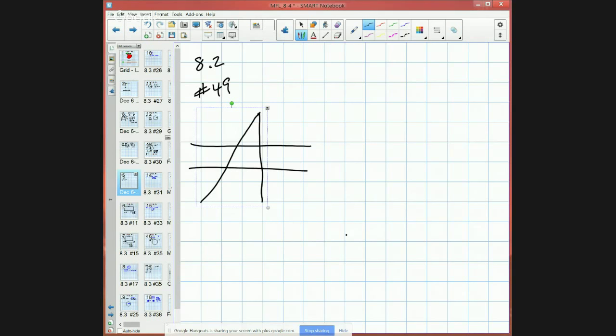Let's get some letters in here. C, B and D, A and E, and this is 120 degrees right in here. And you're supposed to find the measure of angle BCD.